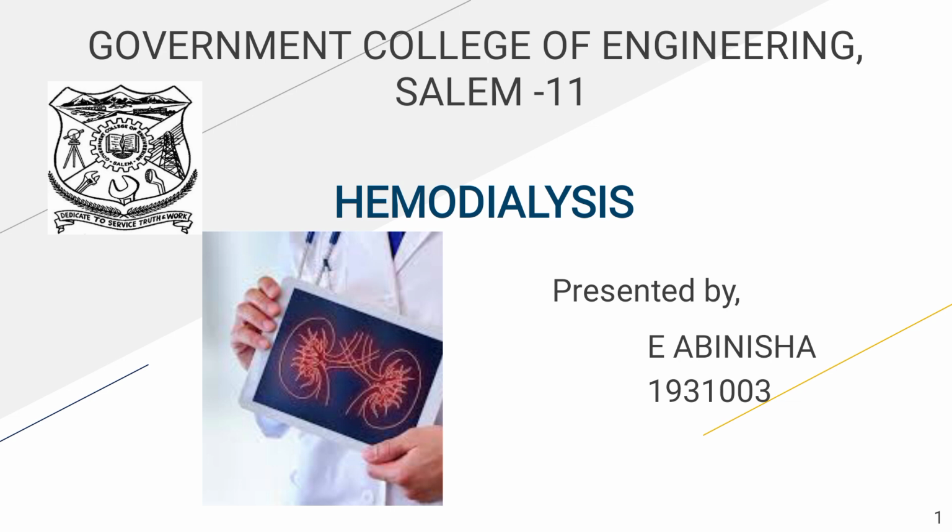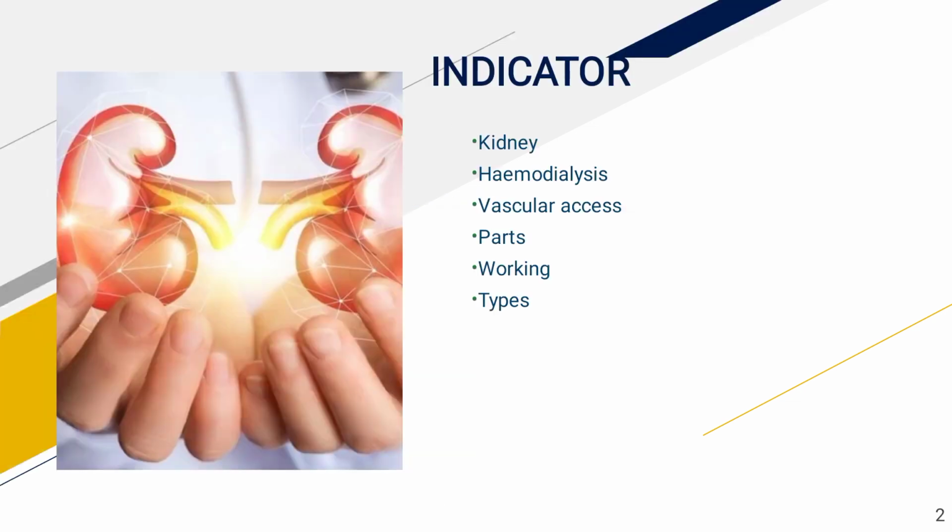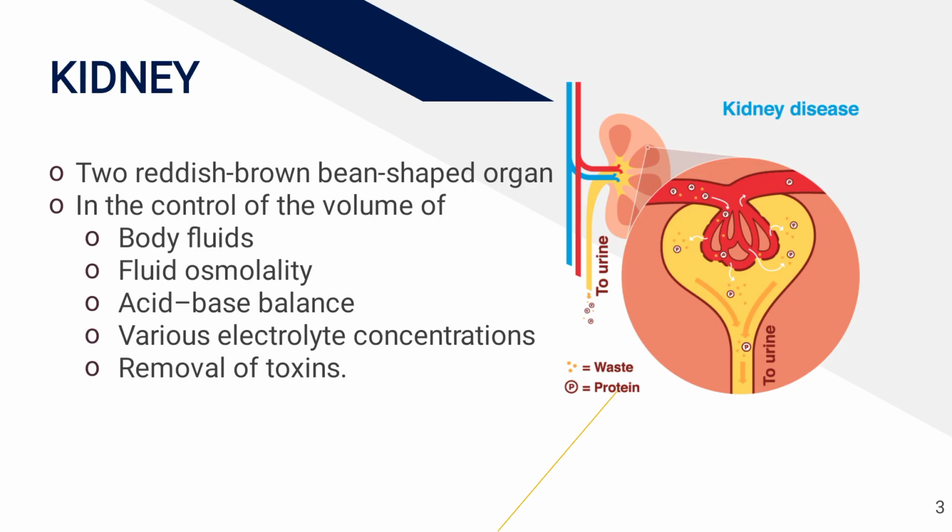So, now let's enter into the topic. What we are going to see today is about the kidney, about hemodialysis, and about the vascular preparation for that, and what are the parts of hemodialysis and its working, and also its types too. So, we all know the kidney is an organ in the human body, right? It is a paired structure, reddish brown and bean shaped, right?